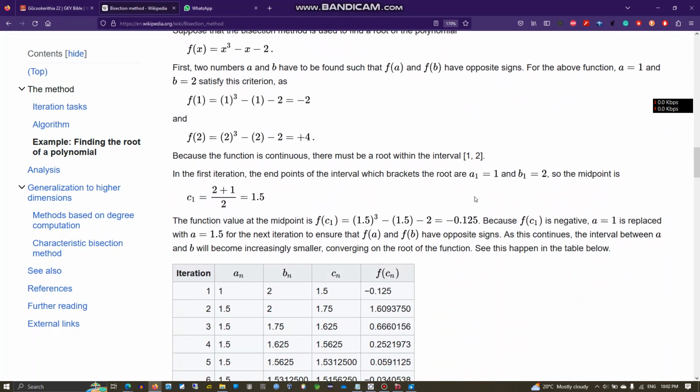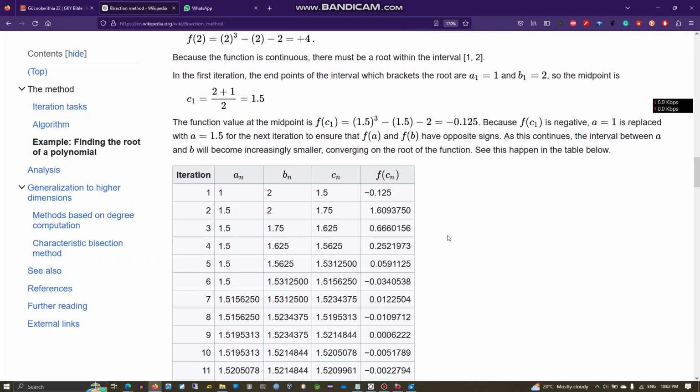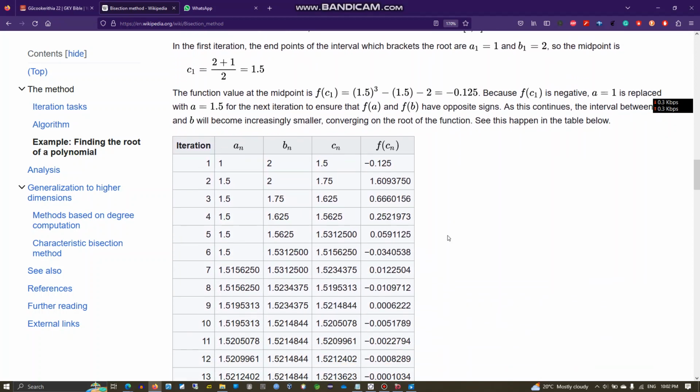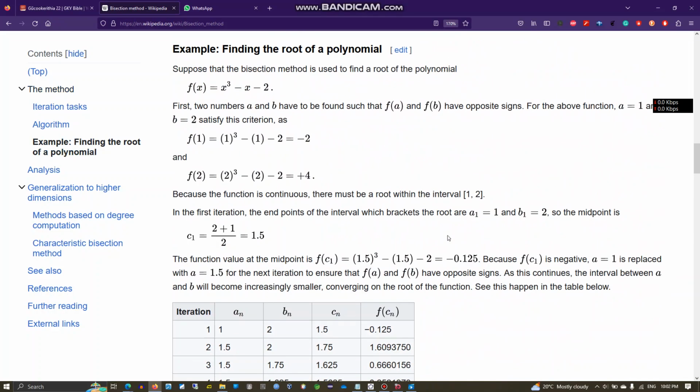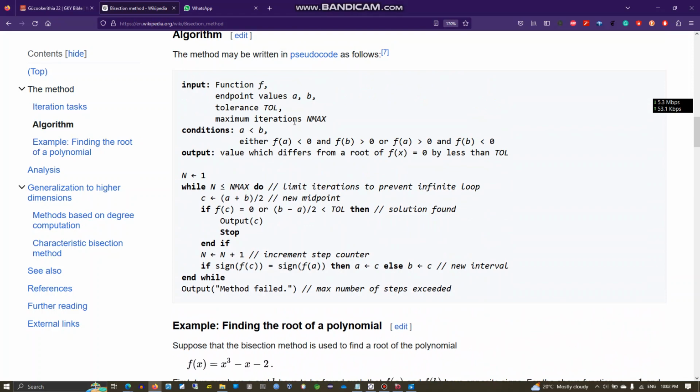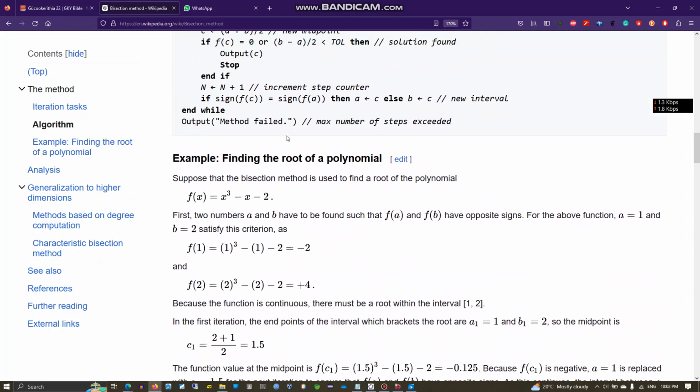So if we take a and b such that that condition is satisfied, then we can keep reducing the size of the bound a and b until we get a point where our function will either evaluate to 0, or b minus a will be very, very small according to the tolerance. There is an algorithm in Wikipedia, the pseudocode. If you're interested, go through it, see if it makes sense.